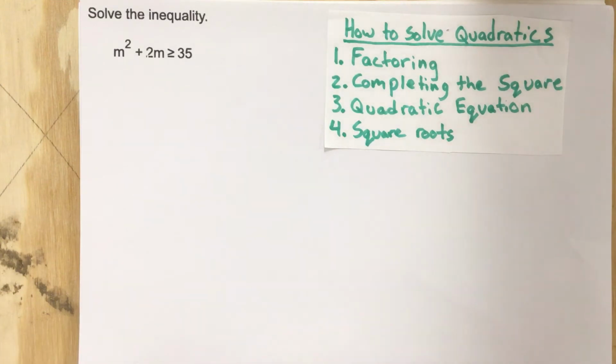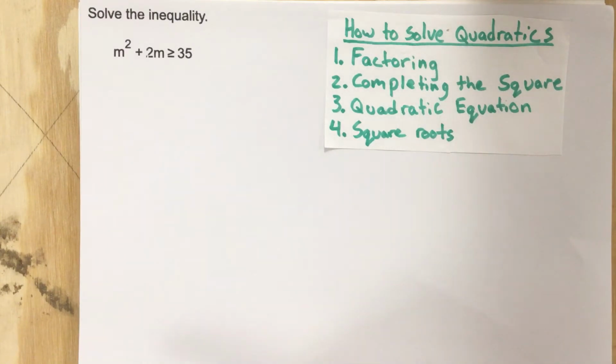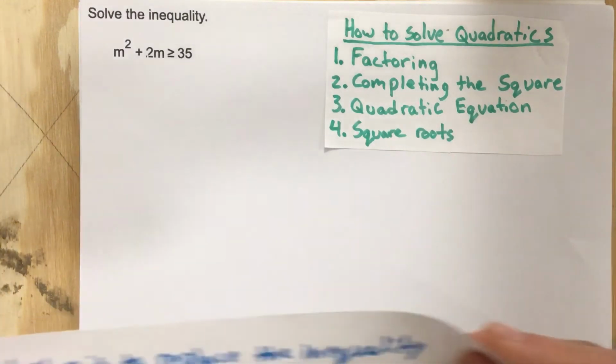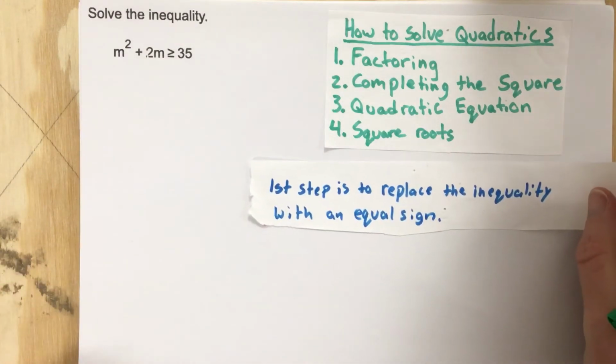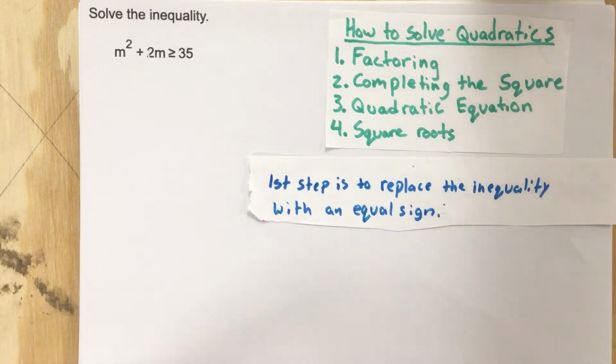And what we want to do with the quadratic inequality is we're going to use one of the ways to solve a quadratic, but we're also going to pair that with making sure that we replace the inequality sign with an equal sign to start.